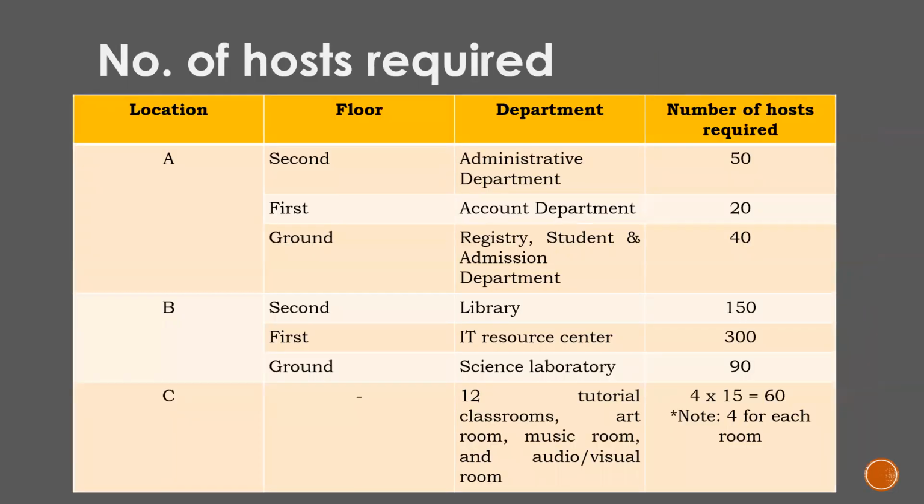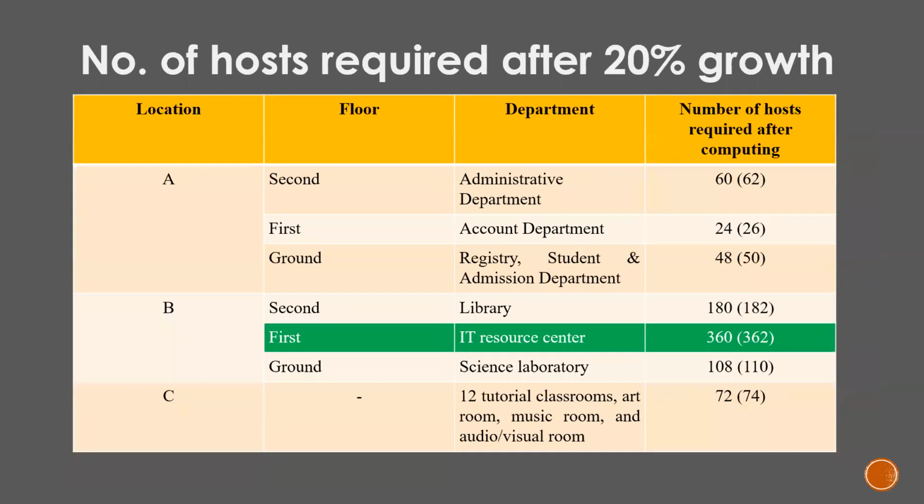Next, we will take a look at the number of hosts required. This is the diagram provided in the assignment. Since the requirement mentioned that we need to consider a 20% growth of hosts, we need to calculate the number of hosts with 20% growth. After computing, you can see that the largest subnet group is location B, first floor, IT Resource Center, which requires 360 host addresses, 1 network address, and 1 broadcast address, a total of 362 IPv4 addresses.